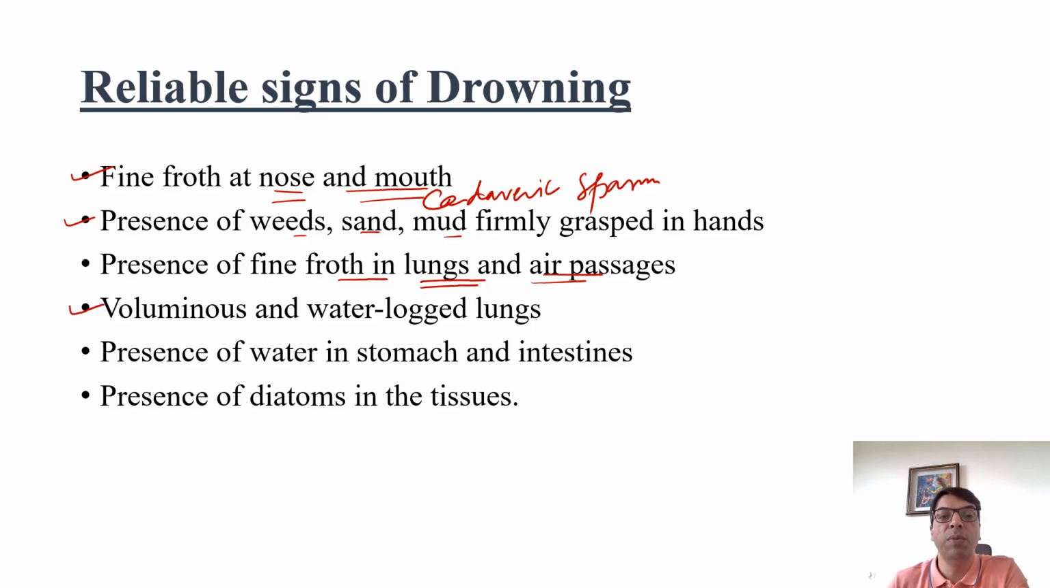Then voluminous and waterlogged lungs. It is found in both cases, when the individual was alive or was thrown in water as a dead body. Presence of water in stomach is again an indicator of drowning, but presence of water in intestine is an indicator of antemortem drowning. And last is presence of diatoms in the tissues, and how they reach the tissue we discussed in our previous slides.